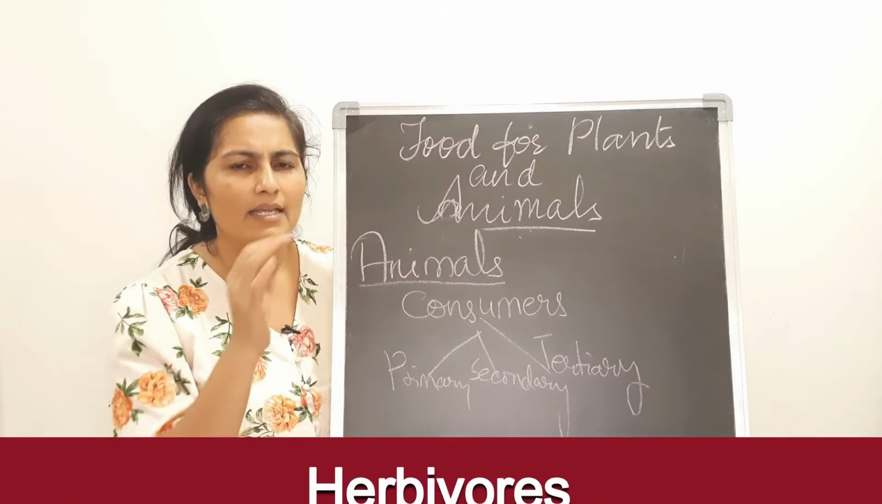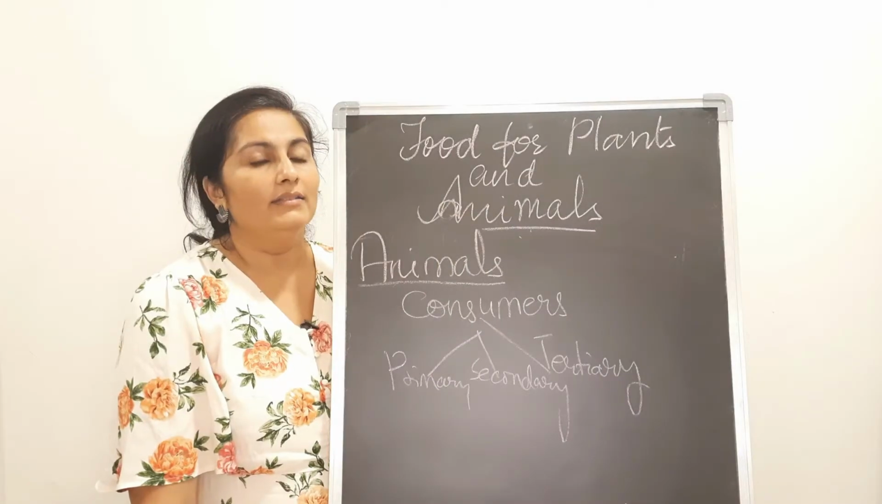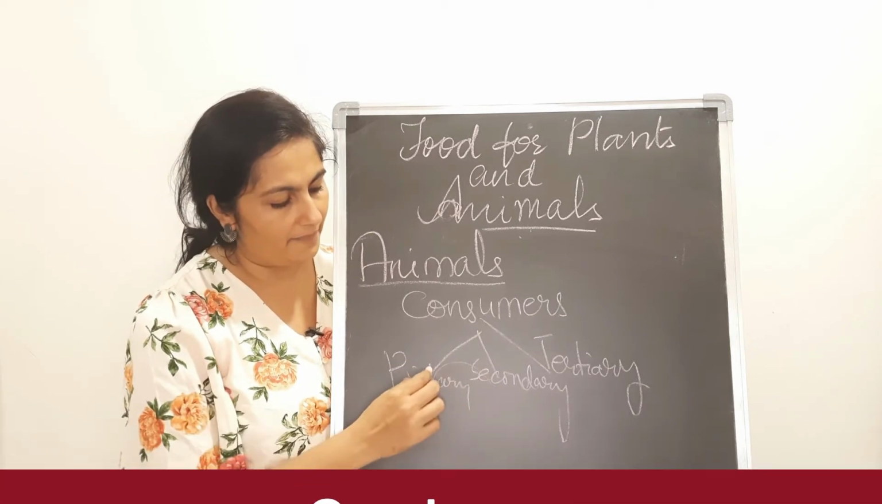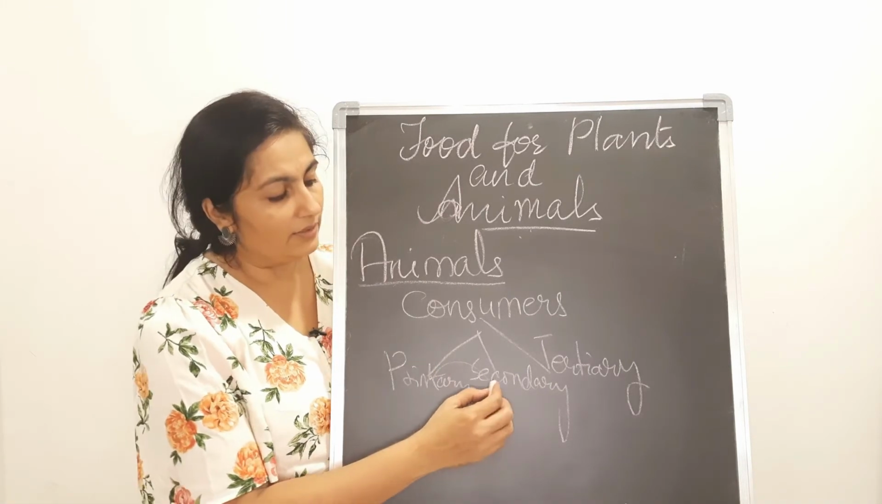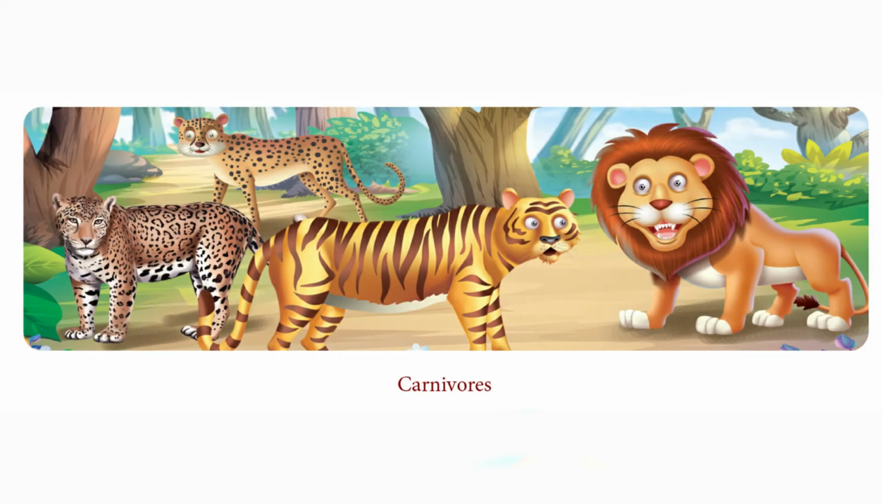The primary consumers are the herbivores themselves. Why are they called primary? Because they directly depend on the producer. The producer is the plant, and they directly go and eat from the plant. They are the cows, buffaloes, deers, etc. Then carnivores are the second kind. Who are carnivores? Carnivores are the lions, tigers, cheetahs, foxes, etc. What do they eat? Flesh of other animals, mostly the herbivores. Carnivores are called secondary consumers.